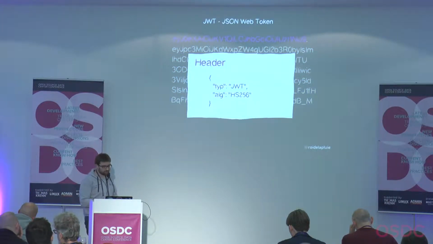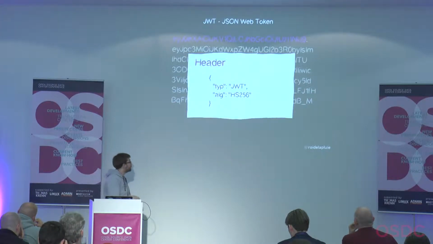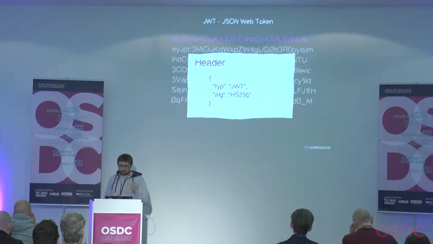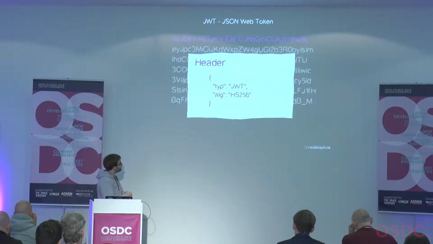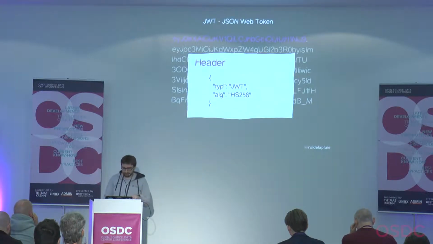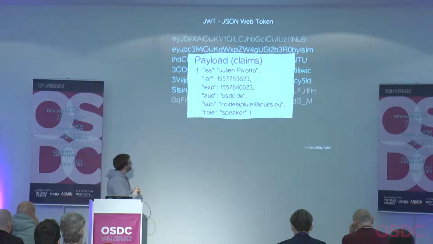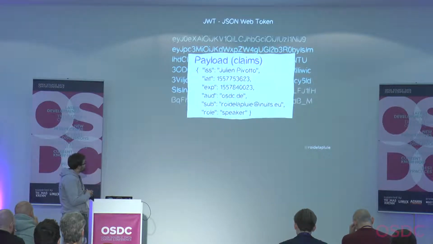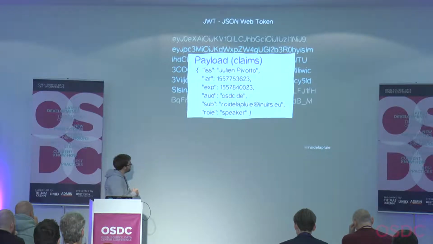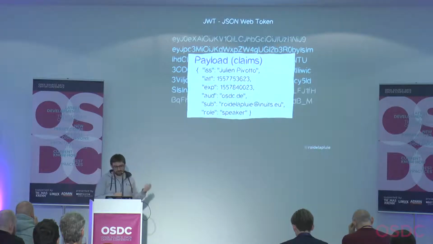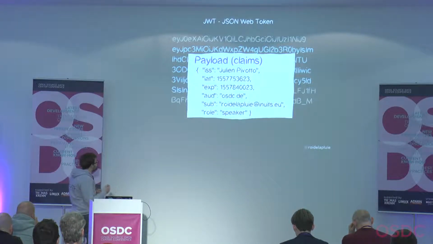the first part of the token is the header. It says, okay, this is a JWT token, and the algorithm that is used is HS256. Easy. The second part is the payload: this is Julien Pivotto, this token was made for OSDC, his name is @invis.eu, and he's a speaker. And then you have the time when the token was issued and the time when it will expire.